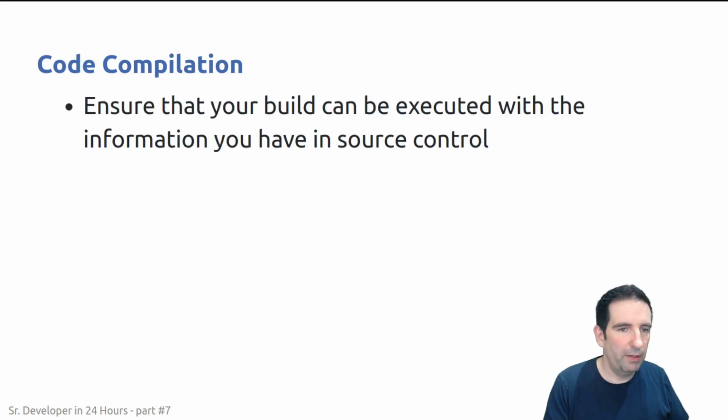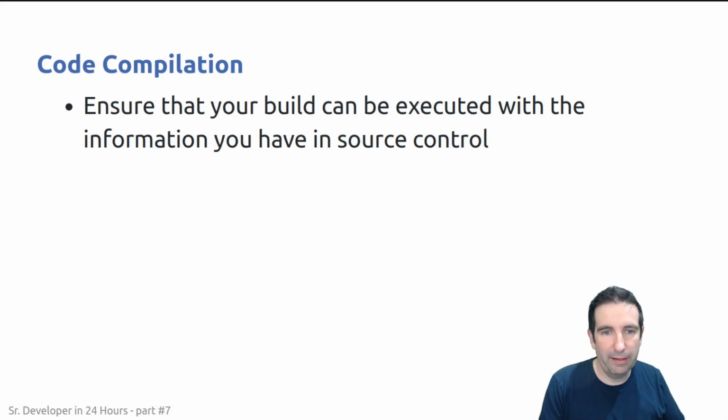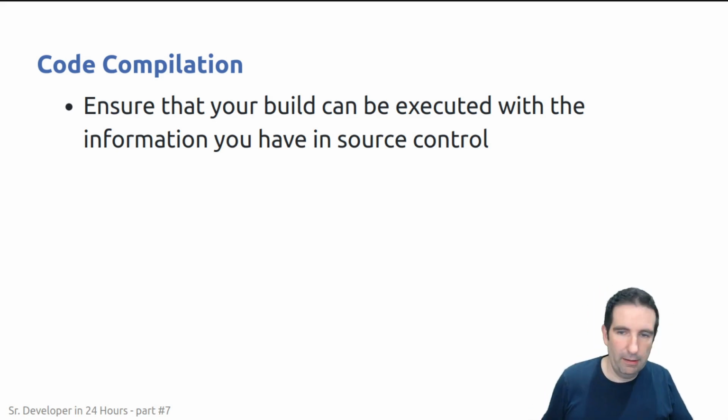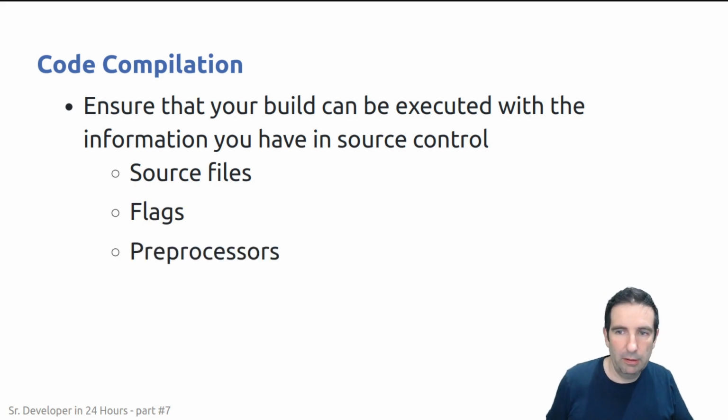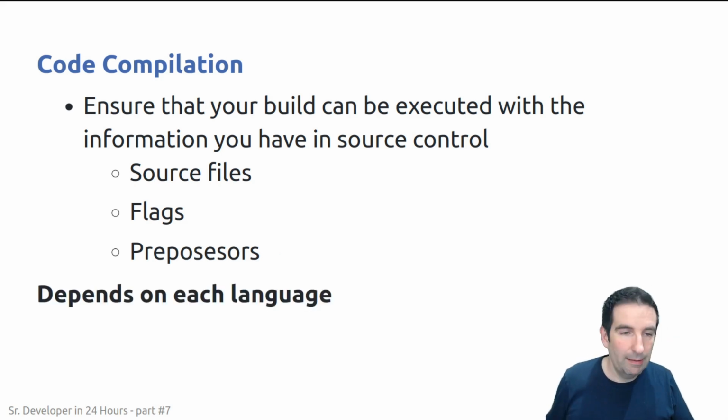And for this one, in general, what we want to ensure is that our build can be executed with the information that we have in source control. We want to make sure that we can build with that information without relying on external files or external settings or things like that. So what are the things that we control in source control? Well, what source files exactly are going to be compiled, the flags that we're going to use, any kind of pre-processor that we are going to have to execute, things like that. But the actual compilation depends on each language.